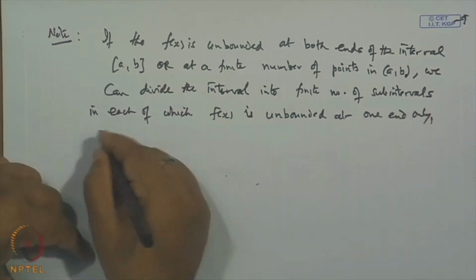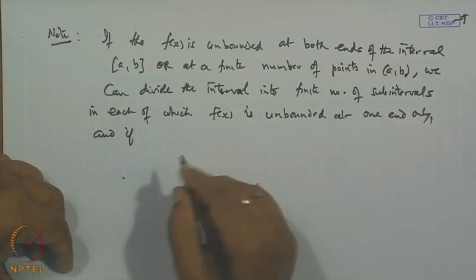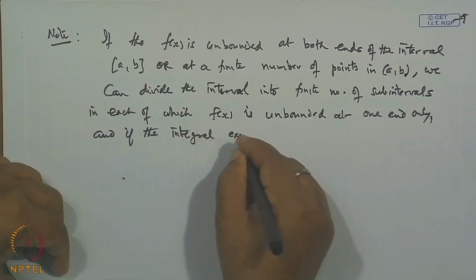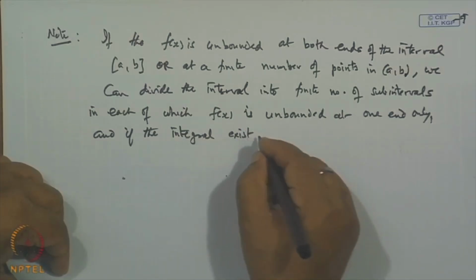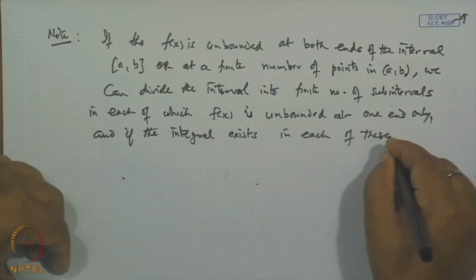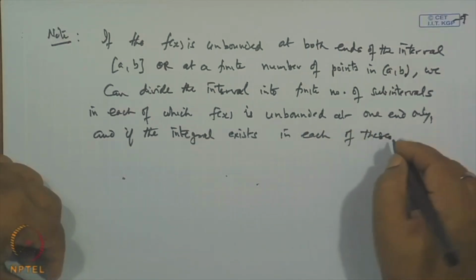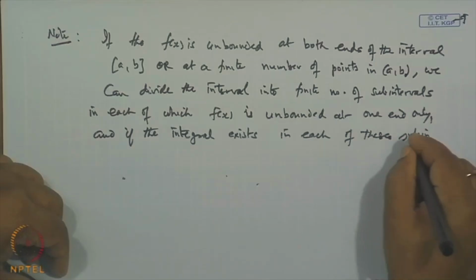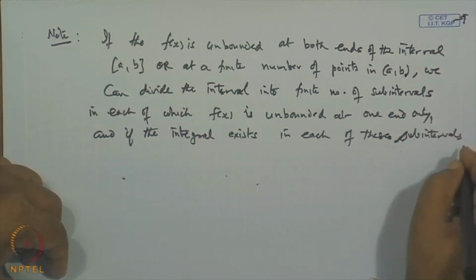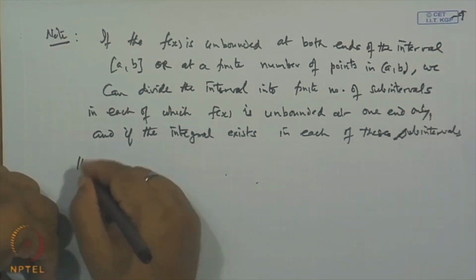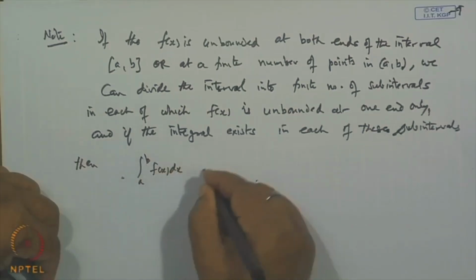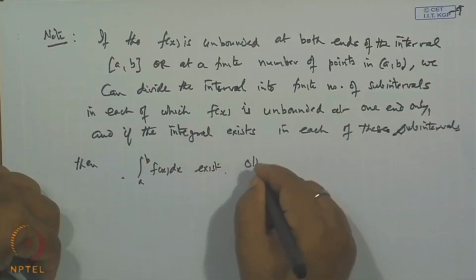And if the integral exists in each of these intervals, in each of these sub intervals, then the integral from a to b of f(x) dx exists, otherwise not.